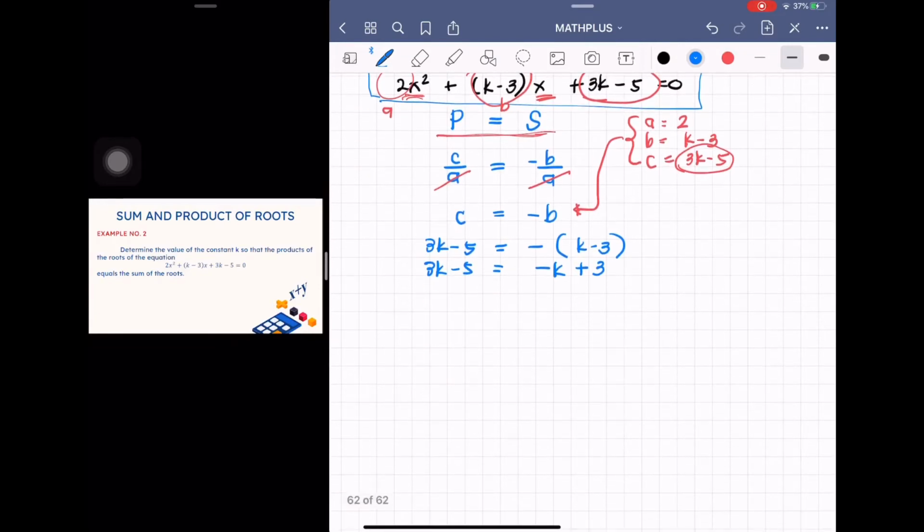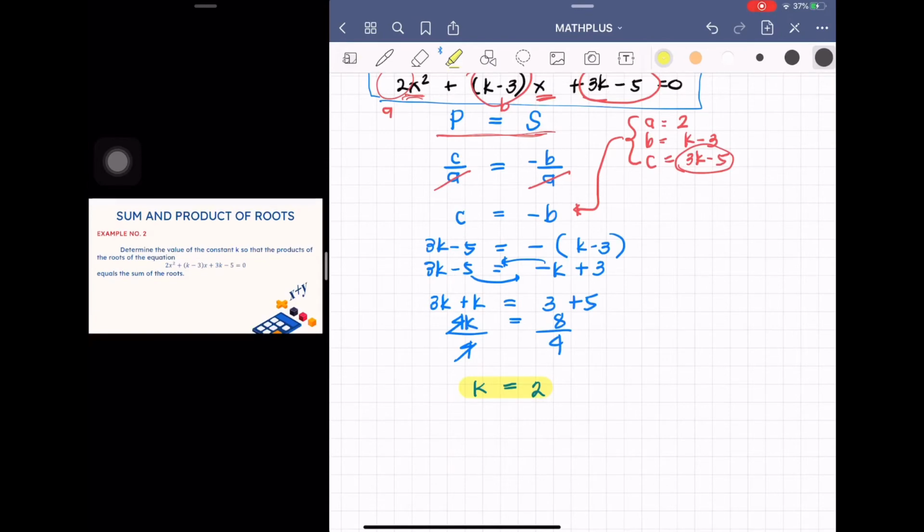And then, we take all the unknowns on the left side and all the constants on the right. So you get there 3k plus k, if you transpose this, equal to positive 3. Transpose this also, that's plus 5. So you get 4k on the left and 8 on the right. So dividing both sides by 4, you get to cancel 4. And you'll be able to solve for k that's equivalent to 2. And this is our answer for this problem.